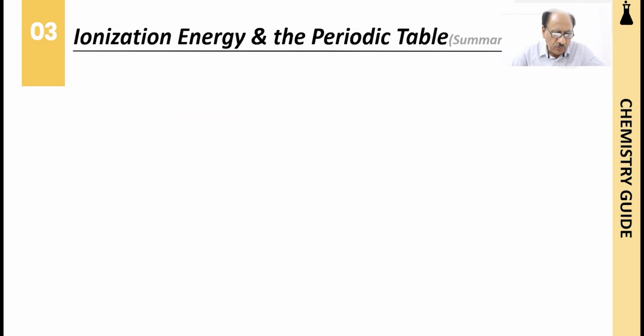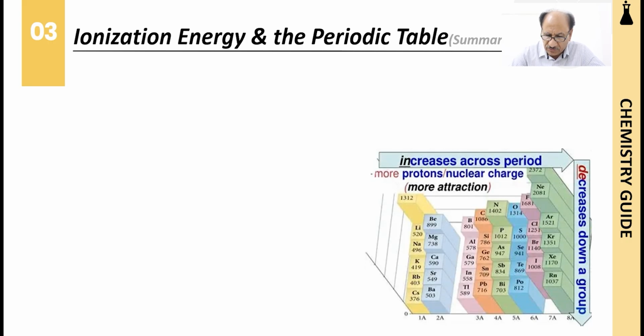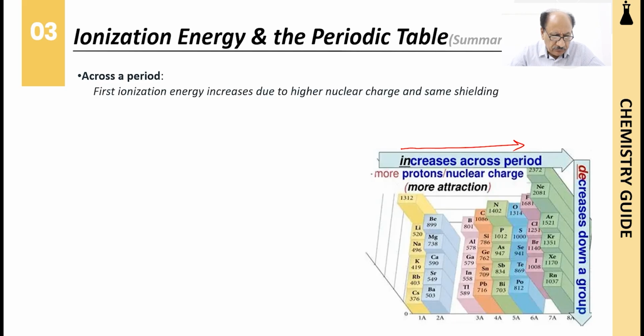Next thing, we will be going through ionization energy and the periodic table. We'll be going through the summary, and we will be basing the summary on this diagram. It will be better to understand this. So first of all, across the period, ionization energy is increasing from left to right, and first ionization energy increases due to higher nuclear charge and same shielding.